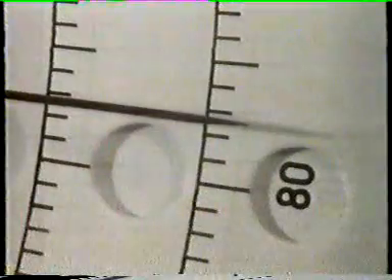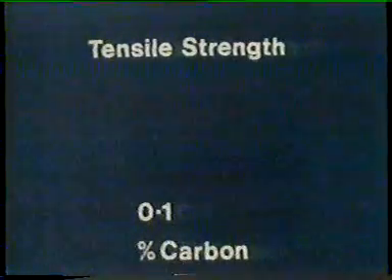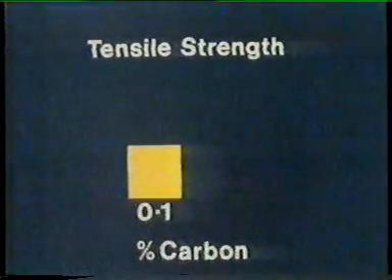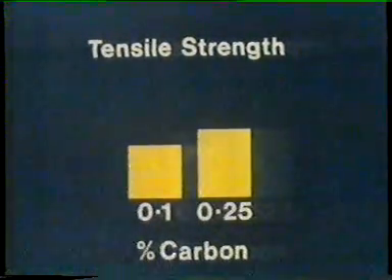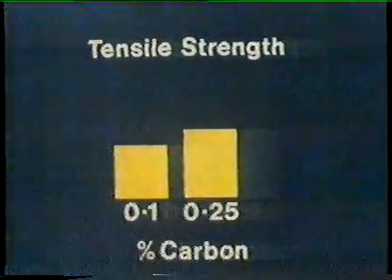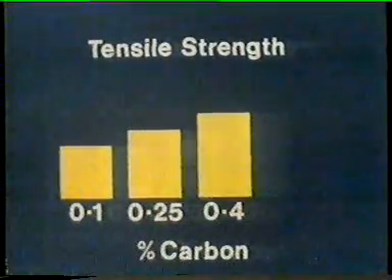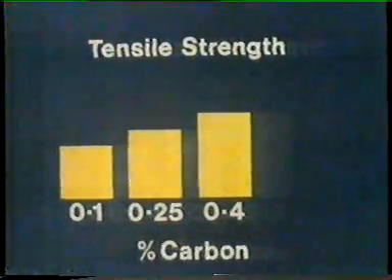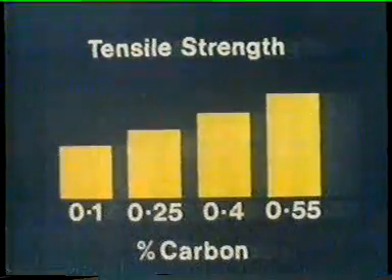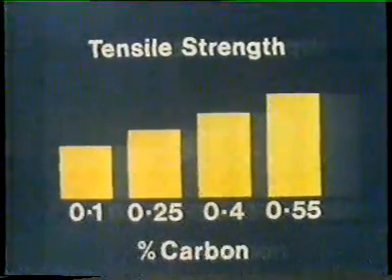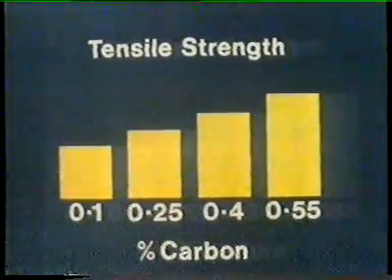Let's put those results on a chart. The tensile strength of 0.1% carbon steel is this much. The one containing 0.25% showed a slight gain. Similar tests on the other two steels gave these results. 0.4%, even more strength, and 0.55% carbon, stronger still. So it seems that the more carbon there is in the steel, the greater the tensile strength. But what effect does increasing the carbon have on the other mechanical properties of the steel?